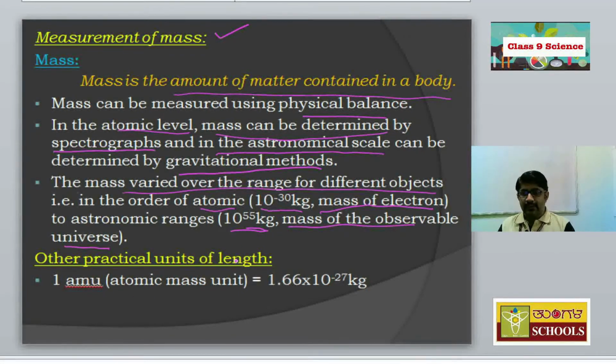Next are the other practical units of mass. 1 AMU is 1 atomic mass unit, which is also a unit of mass, equal to 1.66 into 10 to the power minus 27 kg.